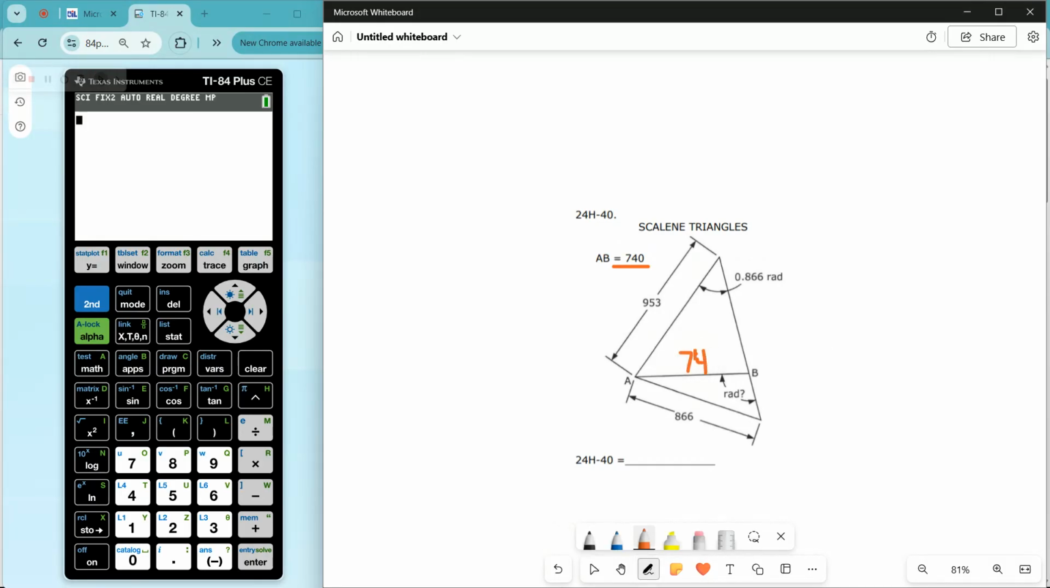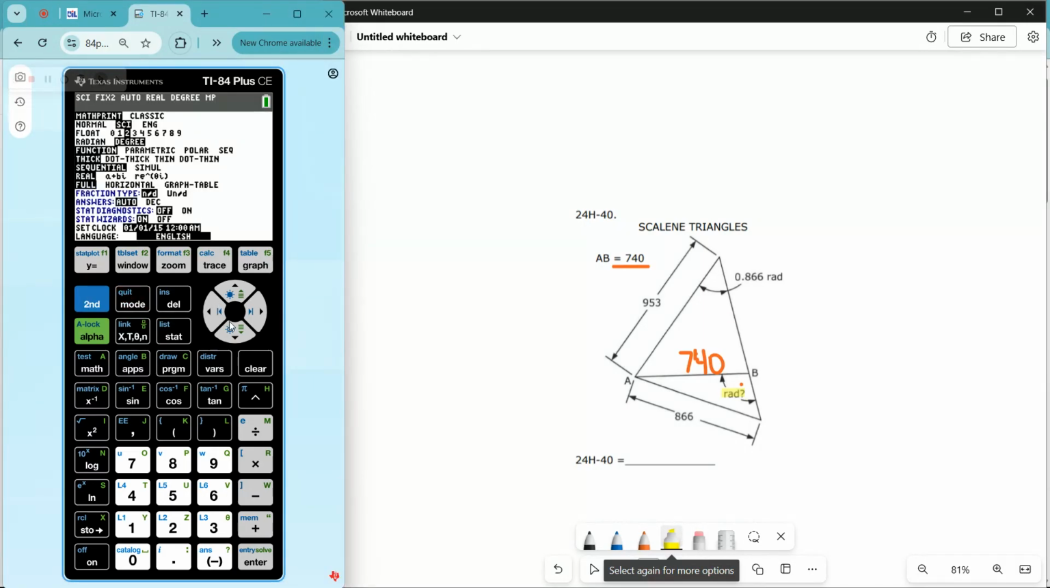740. And then it wants us to find this angle. One thing I do notice is that it needs to be in radian mode. So I'm going to make sure my calculator, when I click on mode, is in fact in radian mode. Okay, so how do we do this problem?